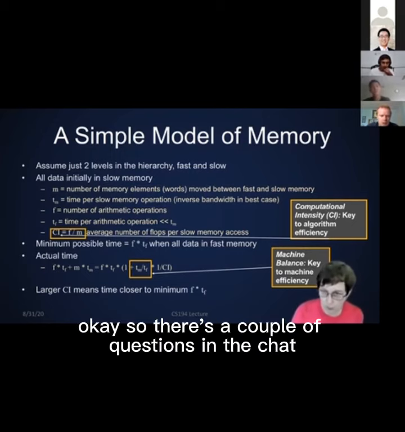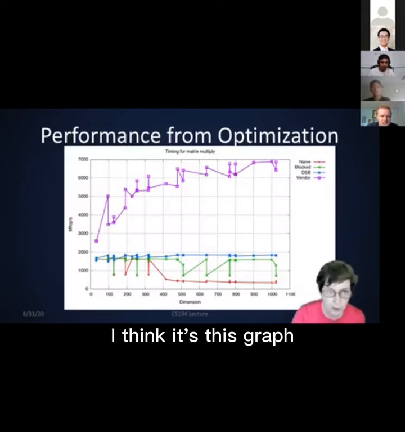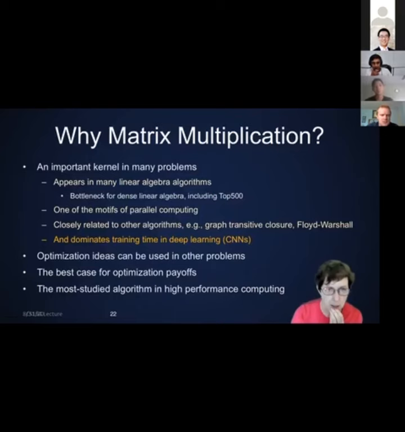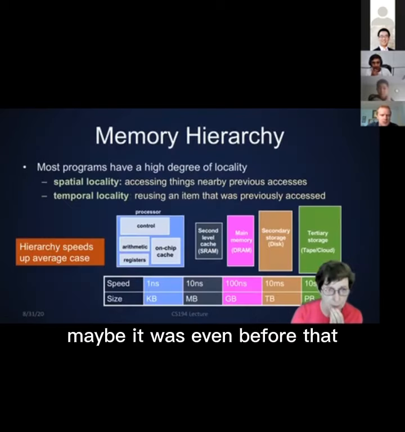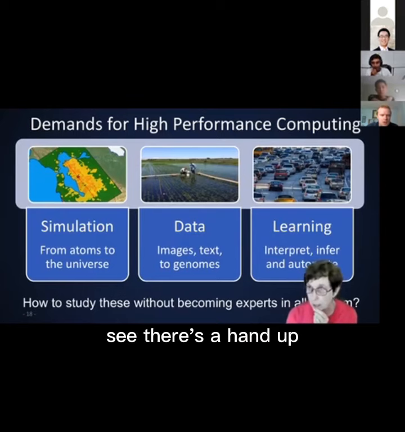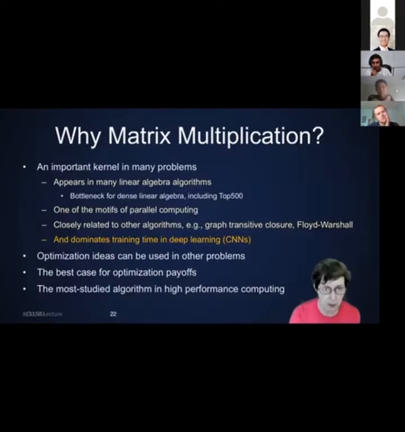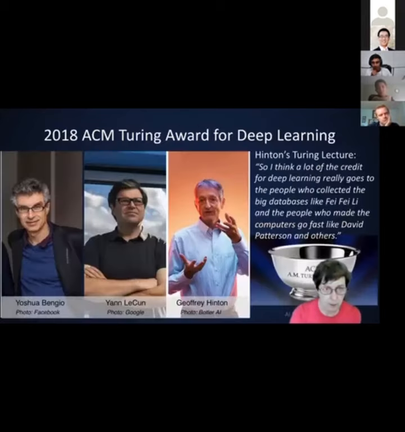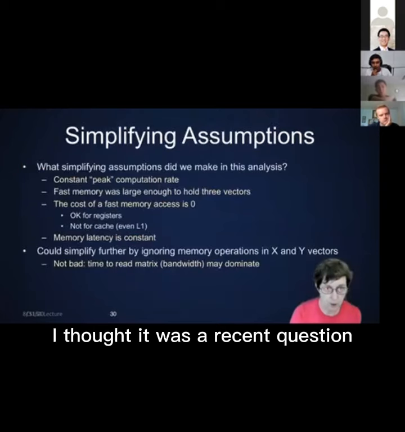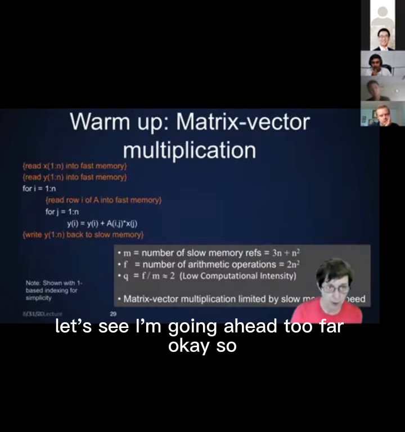Okay, so there's a couple of questions in the chat, and I just want to go back for a minute to, I think it's this graph. This is megaflops per second. Let me see if there's a hand up. Okay, so these graphs are both in megaflops per second, and we'll have to look later and see what the other ones were. I thought it was a recent question. All right, let's see, I'm going ahead too far.